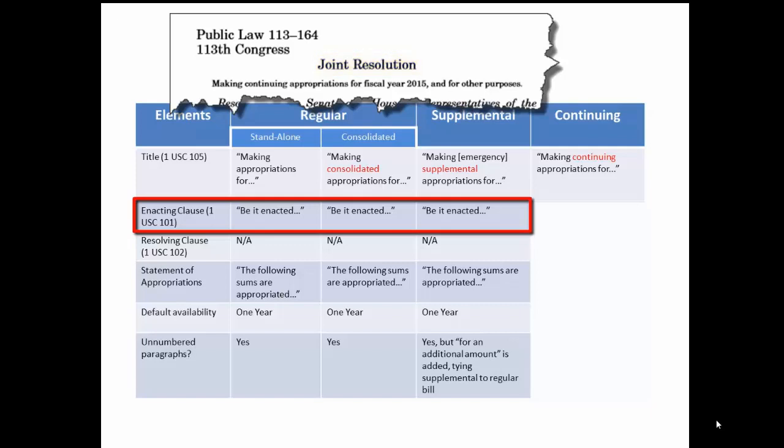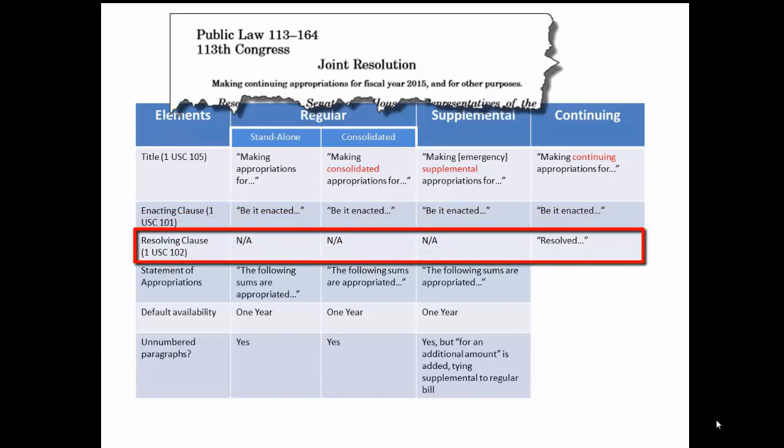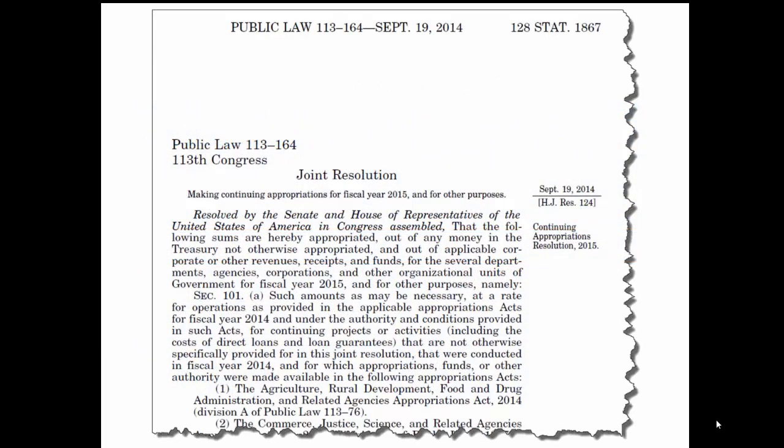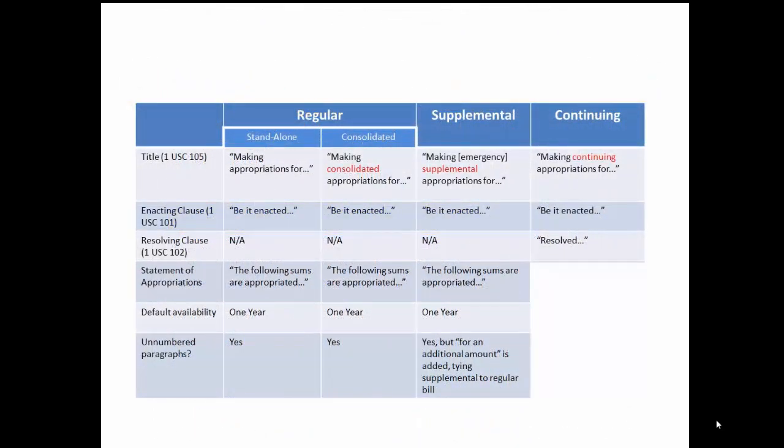But joint resolutions do not have an enacting clause. Rather, they have a resolving clause. Note the wording of the resolving clause codified at 1 U.S.C. 102. Resolved by the Senate and House of Representatives of the United States in Congress assembled. But this is a minor difference.